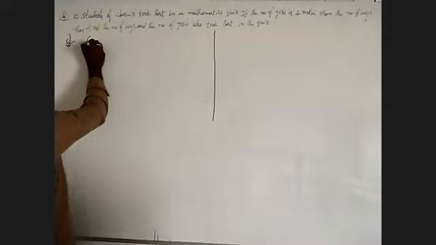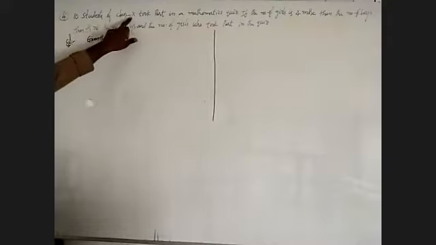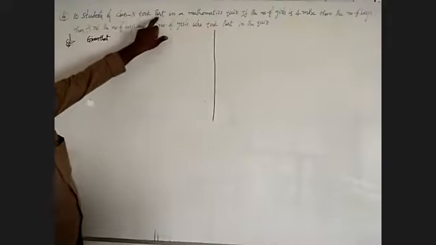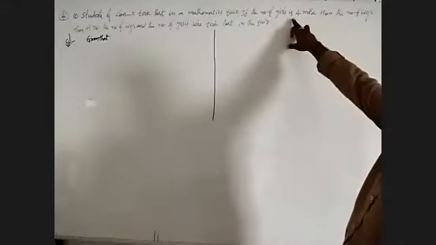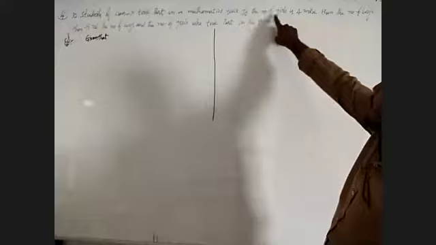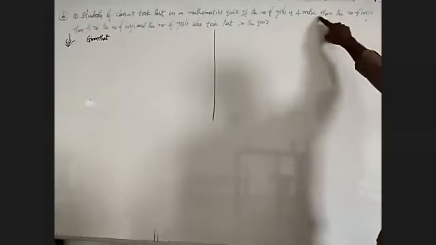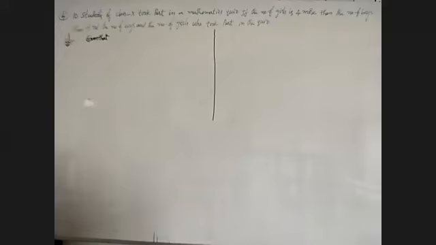Given that, what is given in this problem? 10 students of class 10th took part in a mathematics quiz. If the number of girls is 4 more than the number of boys, then find the number of boys and the number of girls who took part in the quiz.